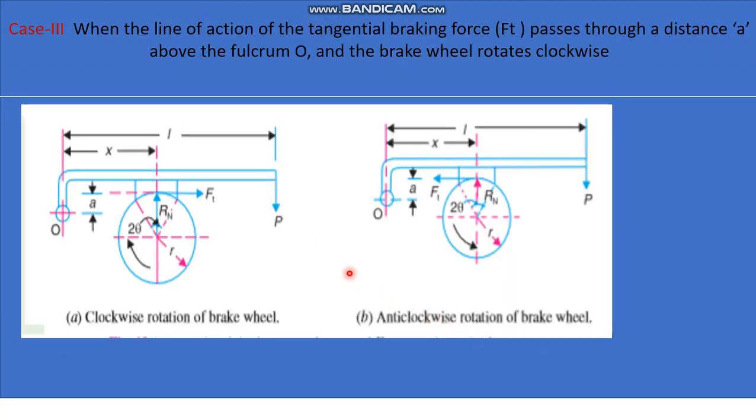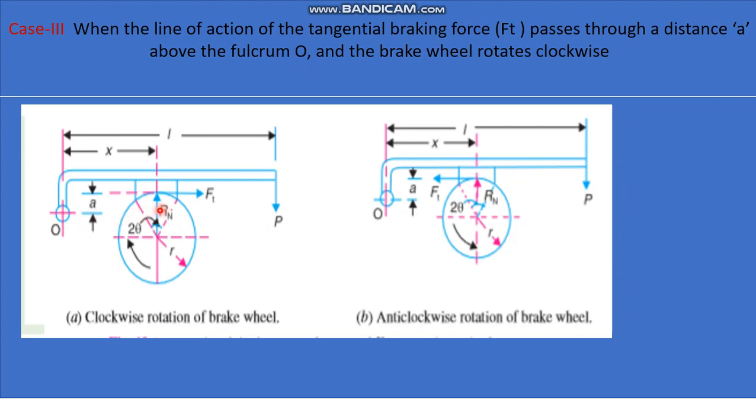Now we can discuss the third case. In the third case, you can see here the fulcrum is below the line of action of the braking force. Now guys, this case is called when the line of action of the tangential braking force passes through a distance a above the fulcrum, and the brake will rotate in clockwise or anti-clockwise direction. You can see here all the forces are the same, that is Rn, Ft and P, but the direction will change because of the change in the position of the fulcrum from here to here, right?